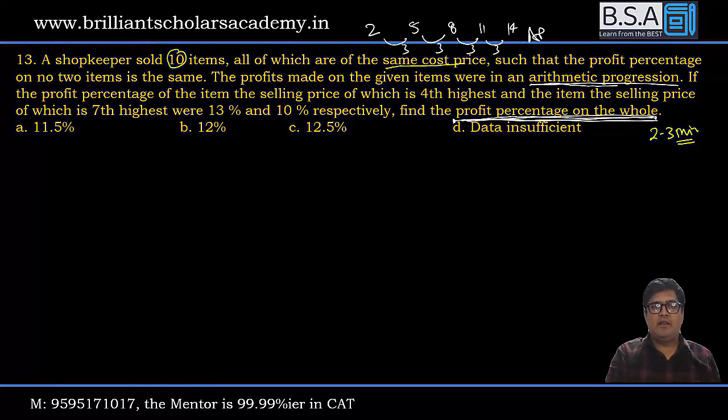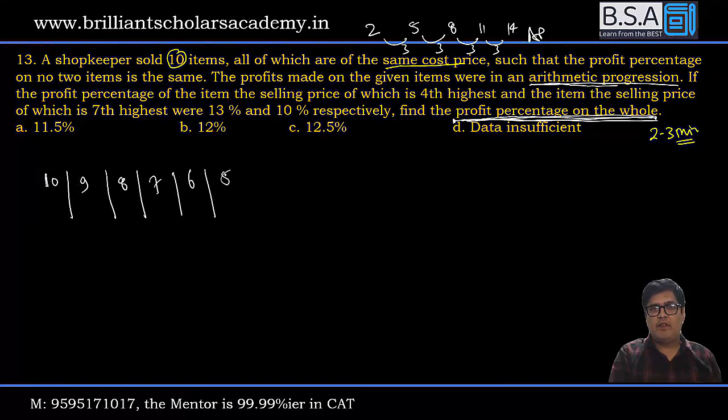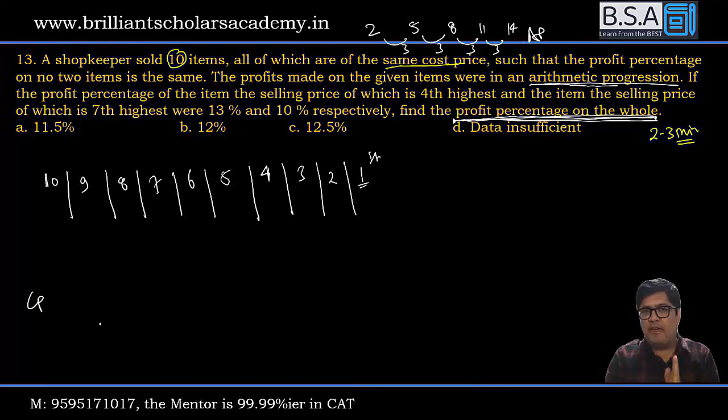I'm saying the lowest price product is the 10th product. 10th product, 9th, 8th, 7th, 6th, 5th, 4th, 3rd, 2nd, and 1st. This is the highest price product because cost price is same. Profit is in AP, so profit percentage will also be in AP. This is the 7th highest priced and this is the 4th highest priced.